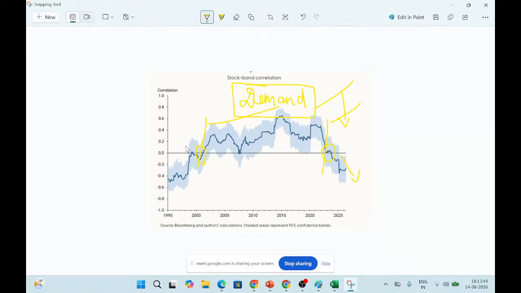Now what has happened is the relation between the stock and the bond prices has gone into the negative side. It was also negative before 2000. The negative here and the negative there is not the same. Why is the negative correlation between stock and bond not the same here? Because till 2000 there was a lot of IT boom happening.